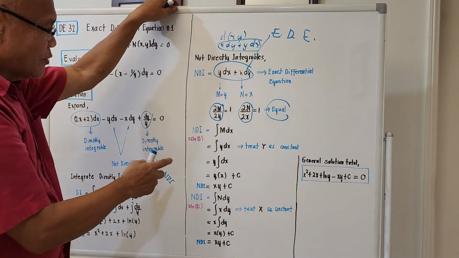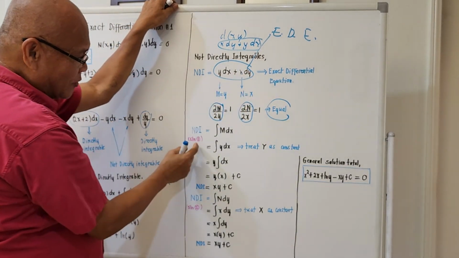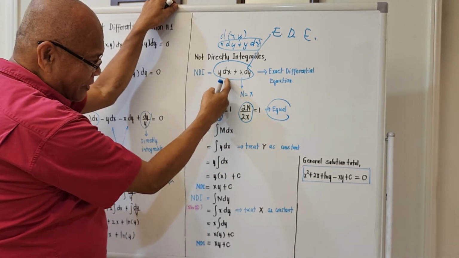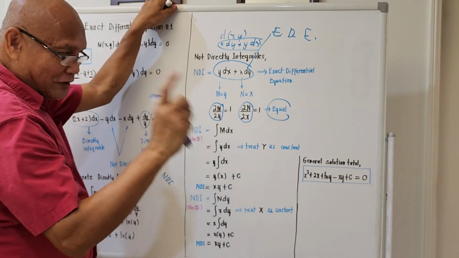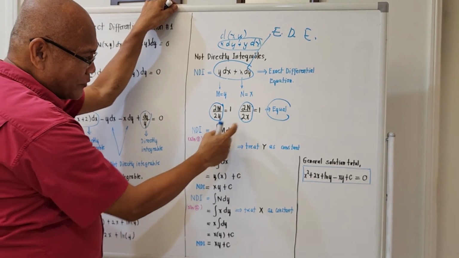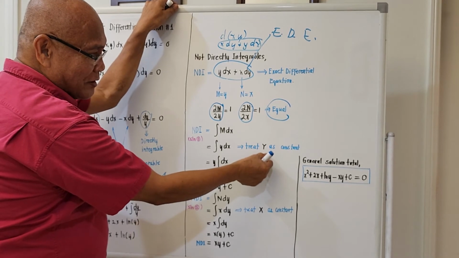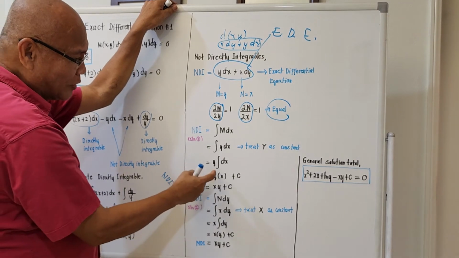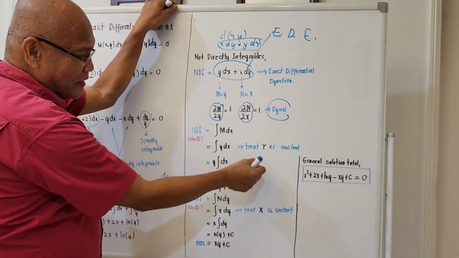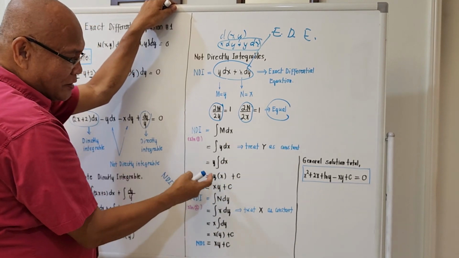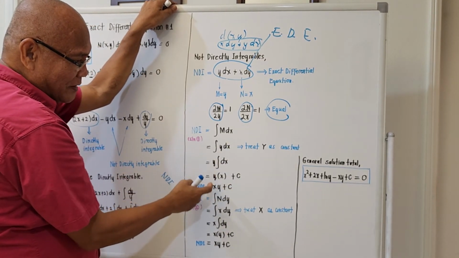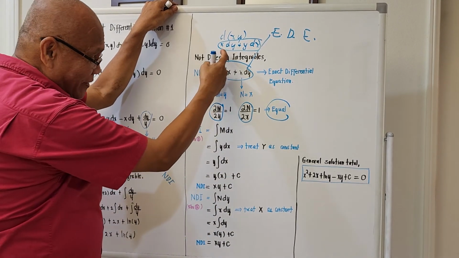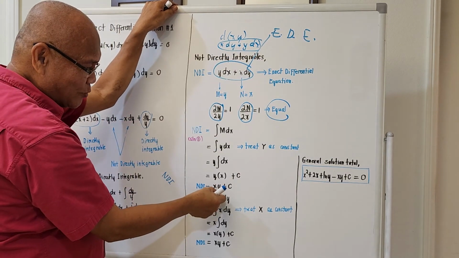Solution number 1. For those not directly integrable, the solution will be the integral of M dx. Just take this portion here and integrate it. But take note that while you are integrating the integral of M dx, treat y as constant. If y is constant for the meantime, we could bring it out of the integral sign. So this should be equal to the integral of y dx, which becomes y times the integral of dx. The integral of dx is just x plus c. So the solution of this one is actually the product xy plus c.